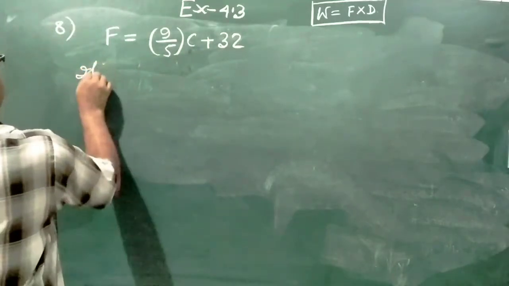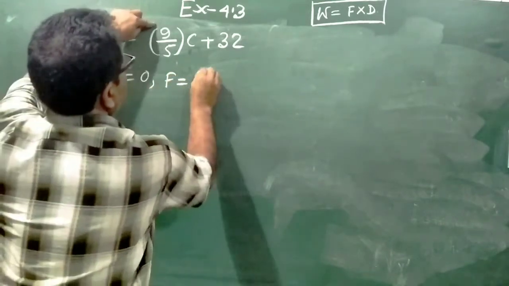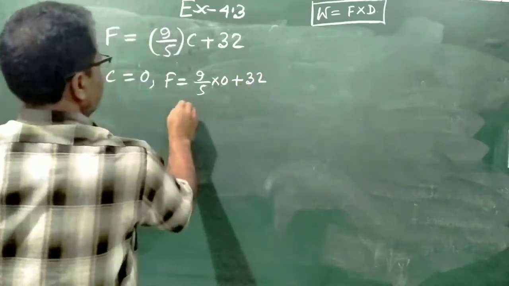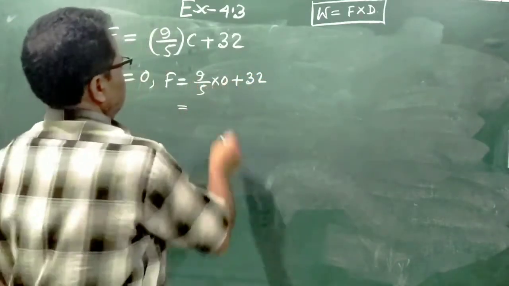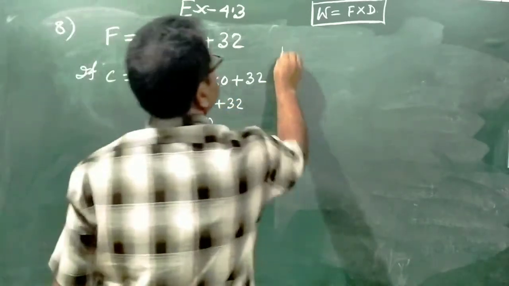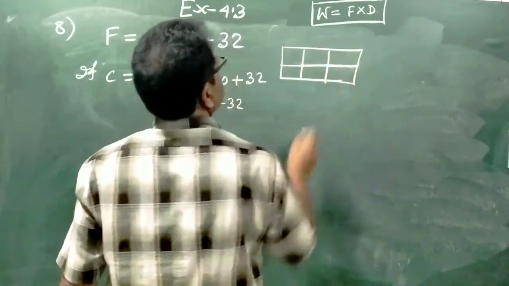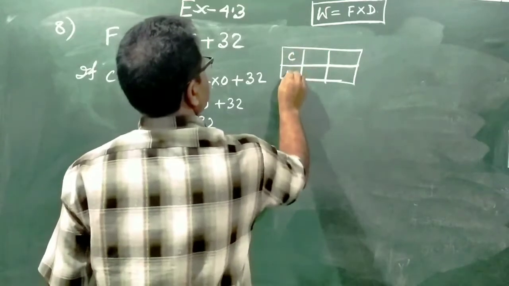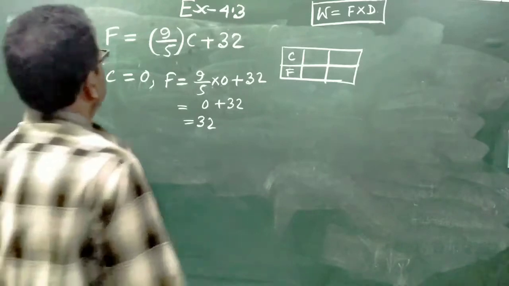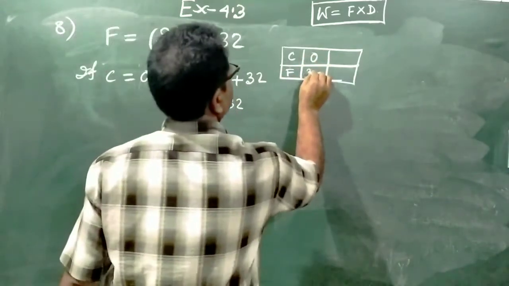So if C is equal to 0, then what will be the value for F? Now 9 by 5 into 0 plus 32. So 0 into something is 0, plus 32. This is 32. So this is C, this is F, the Celsius and Fahrenheit scale relation here. So when Celsius scale is 0, then Fahrenheit scale will be 32.